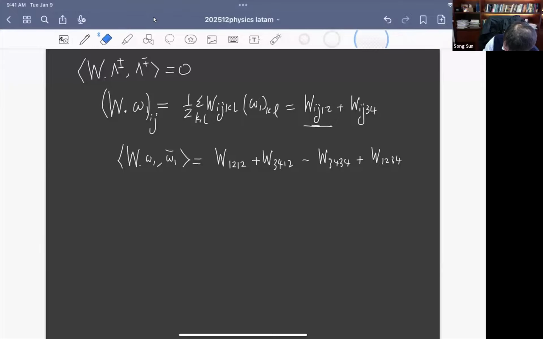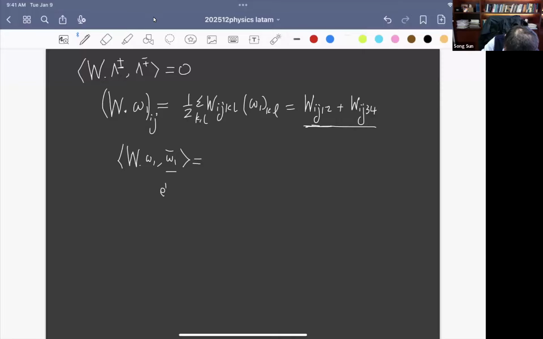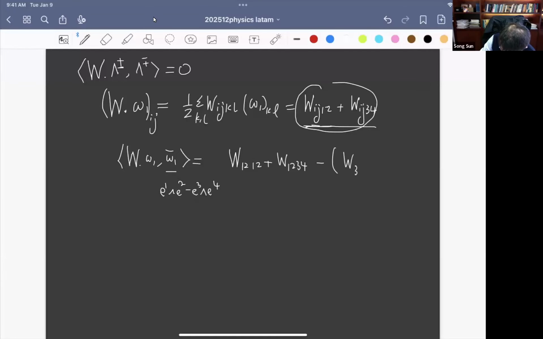Confusing. Maybe it's better. Okay, so this part you take this E1, E2 minus E3, E4. Okay, so you first pair with this, you get W 1, 2, 1, 2 plus W 1, 2, 3, 4, and you subtract W 3, 4, 1, 2 plus W 3, 4, 3, 4, which becomes W 1, 2, 1, 2 minus W 3, 4, 3, 4. This is equal to this, right? Symmetry.